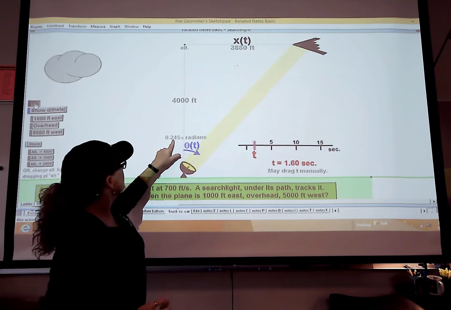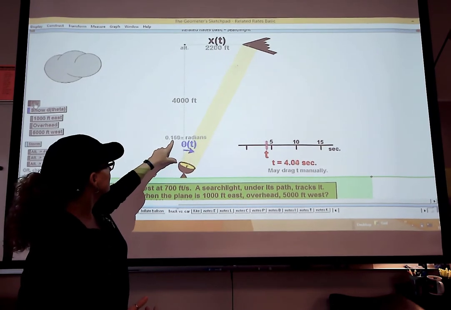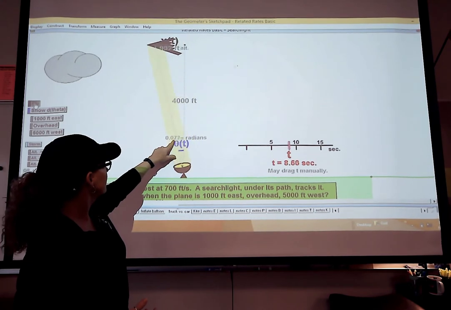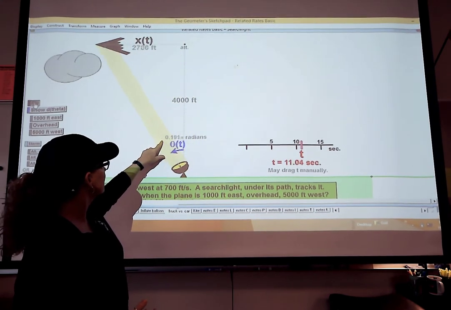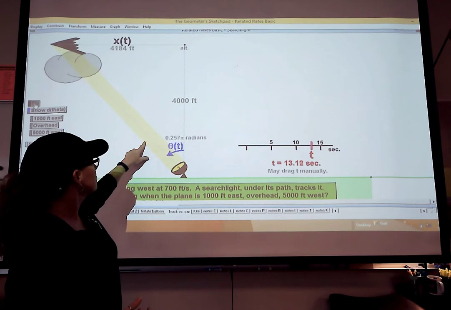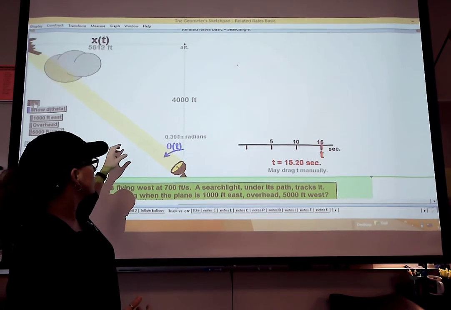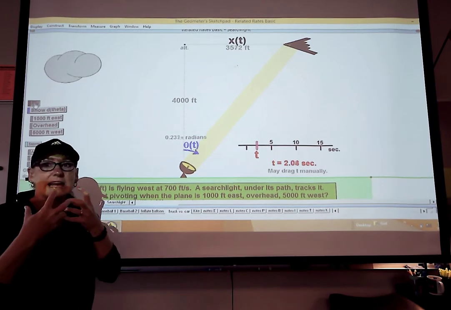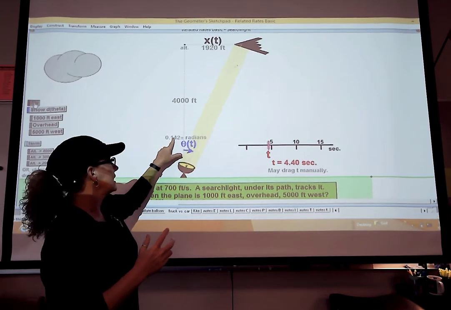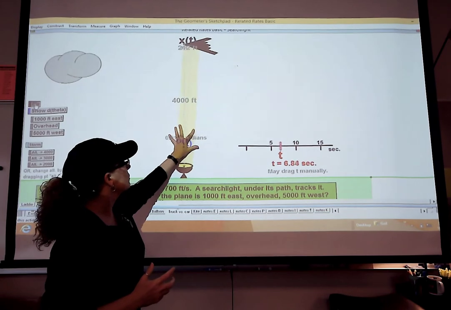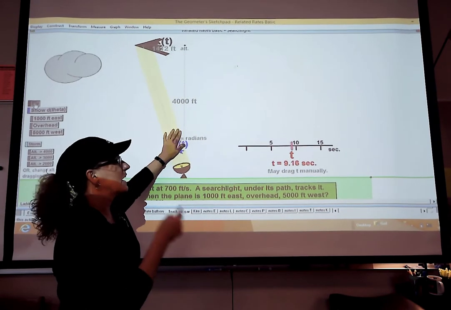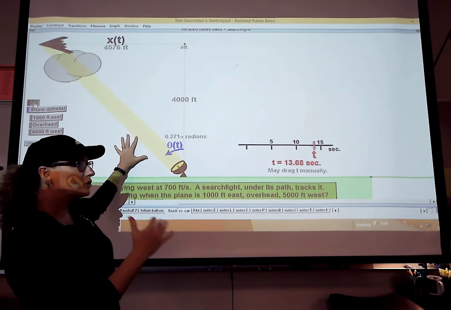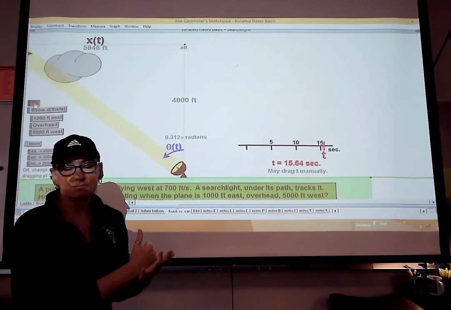So right now, this is in radians. I can't count that fast. It goes 1, 2, 3, 4, 5, 6, 7, 8, 9, 10, and so on up to 34. You see how my counting sped up? I was just following the radians. So when the angle is small, the angle's changing very fast. But the bigger the angle gets, the slower the angle changes.